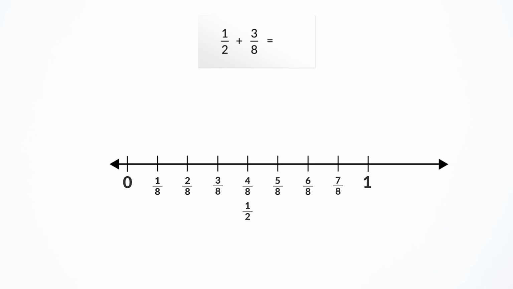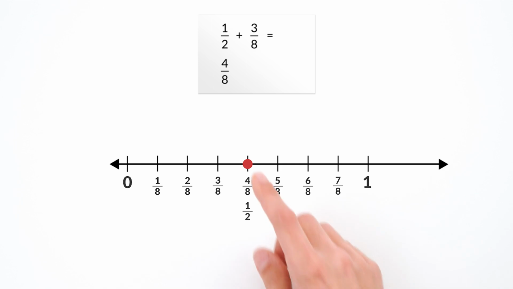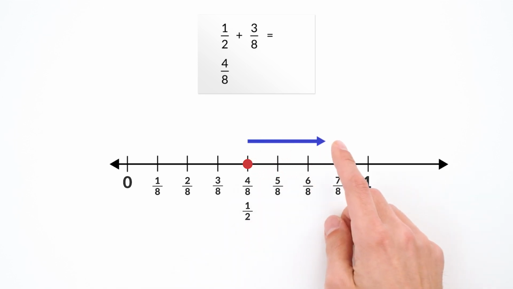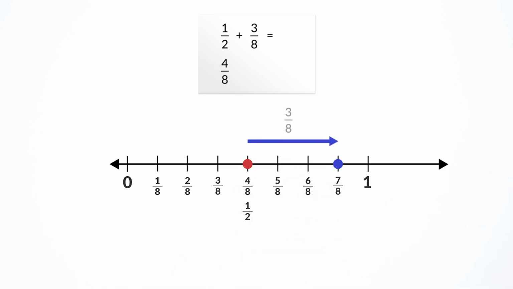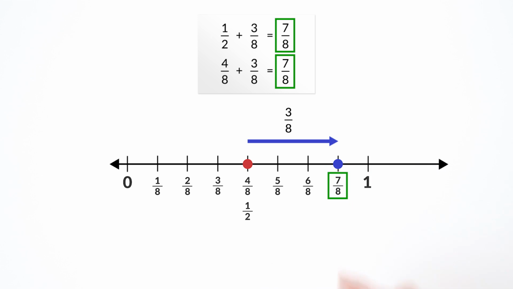Now that the number line shows eighths, I'll draw a point to show the location of the first addend, 1/2, which is the same location as 4/8. And I'll model adding 3/8 by drawing an arrow that starts at 4/8 and is the length of 3/8. Now I can see that the location where the arrow ends is my sum, 7/8.